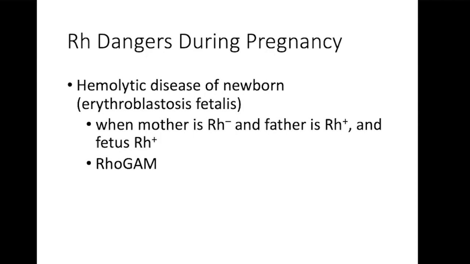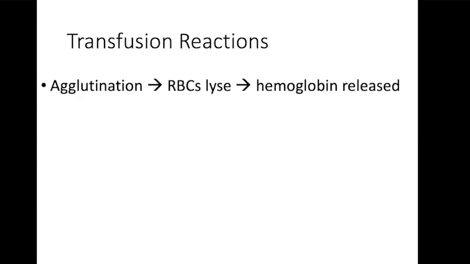This prevents them from producing the antibodies for Rh positive blood, which will protect future pregnancies with Rh positive fetuses. When mismatched blood is infused, a transfusion reaction occurs in which the recipient's plasma antibodies attack the donor's red blood cells. By binding to the foreign antigens, causing agglutination, immune cells then can attack the foreign red blood cells, causing them to lyse. This will release hemoglobin.